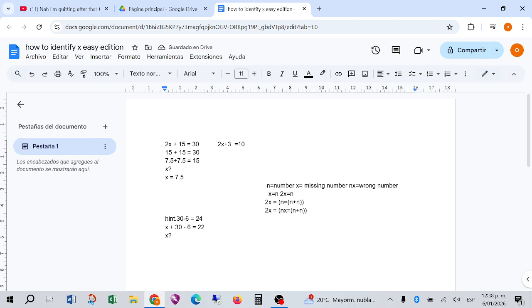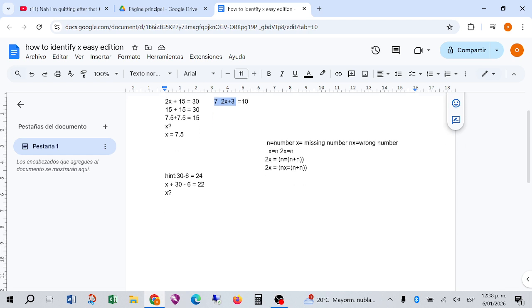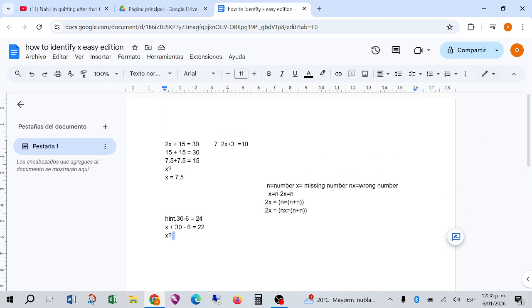3 plus 3 equals 6, so we can list it. But if we sum 3.5 plus 3.5 it equals 7, and 7 plus 3 equals 10. If we replace the x with 7 it equals 10. So we can know that it equals n instead of nx. And boom, the mathematical problem was right.